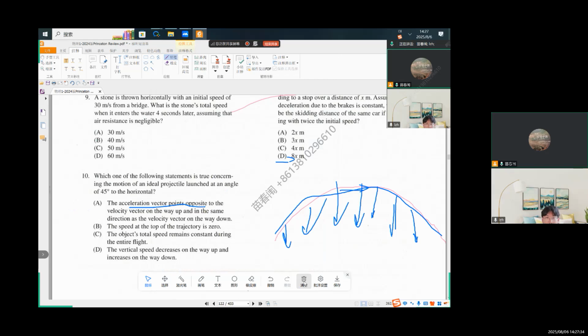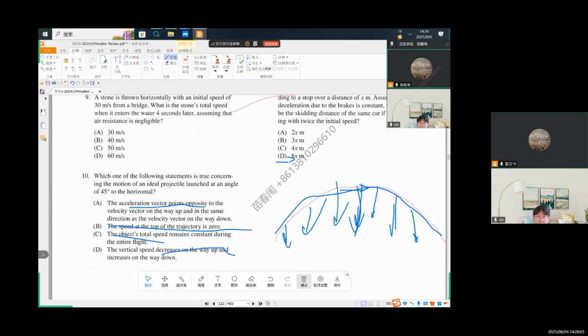Okay, B. We don't have to go into detail. Just go B. No, there's always g. There's always a component horizontally, right? Your vertical speed at the top is really 0, but you have the horizontal one, which is left. C. The total speed remains constant. No, right? Because you have g acceleration.